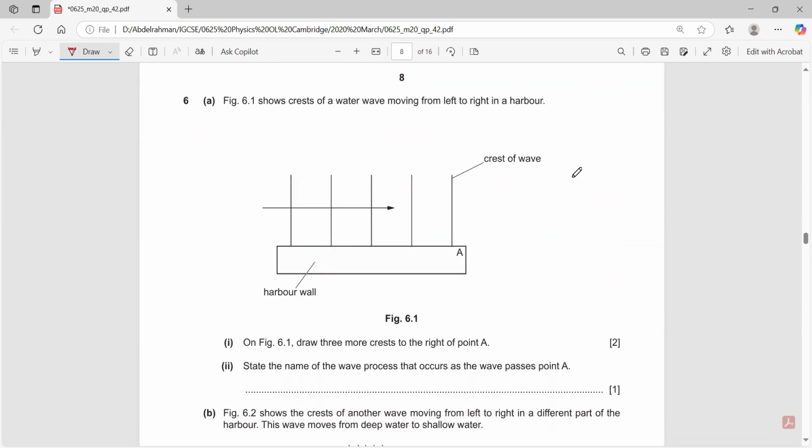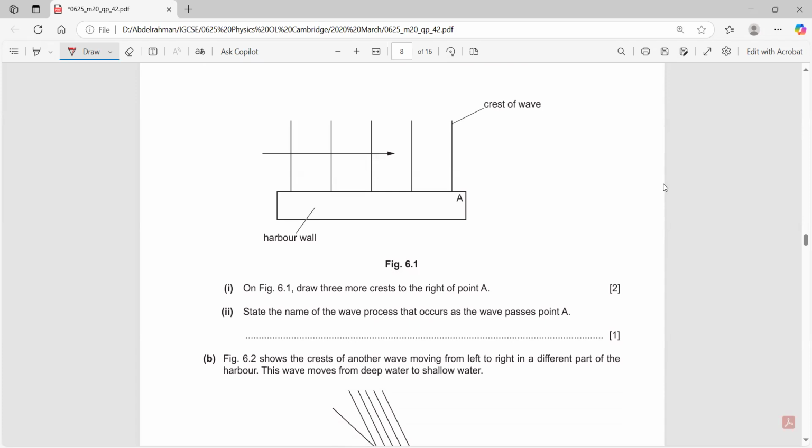Figure 6.1 shows crests of a water wave moving from left to right. On figure 6.1, draw three more crests to the right of A. This is diffraction. What's happening in this diffraction? The waves will start to spread. You need to put three more points.